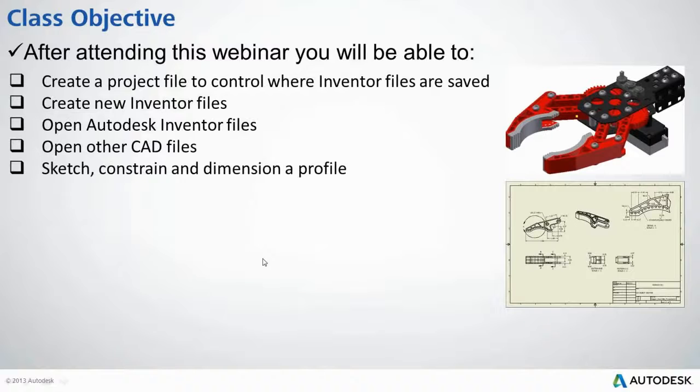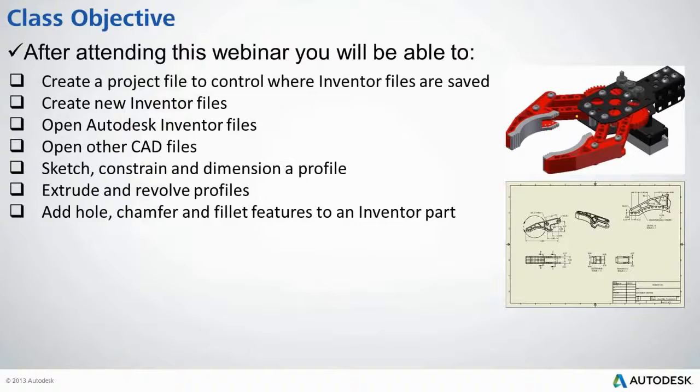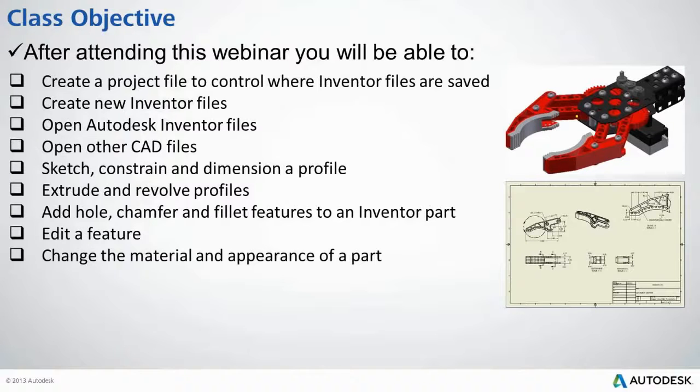And then we're going to spend a lot of time in the sketching environment, how to draw the outline of the part, how to constrain and add dimensions to that profile. And then we'll take that profile and we'll learn how to extrude that to give it depth, and we'll also cover how to revolve a profile. And then once we have that profile extruded or revolved, we're going to go back and we'll learn how to add some holes, chamfer, and fillet features. And then you'll also know how to edit that feature. And then we'll finish up the part environment by learning how to change the material and the appearance of the part. And then we're going to take a look at assemblies.